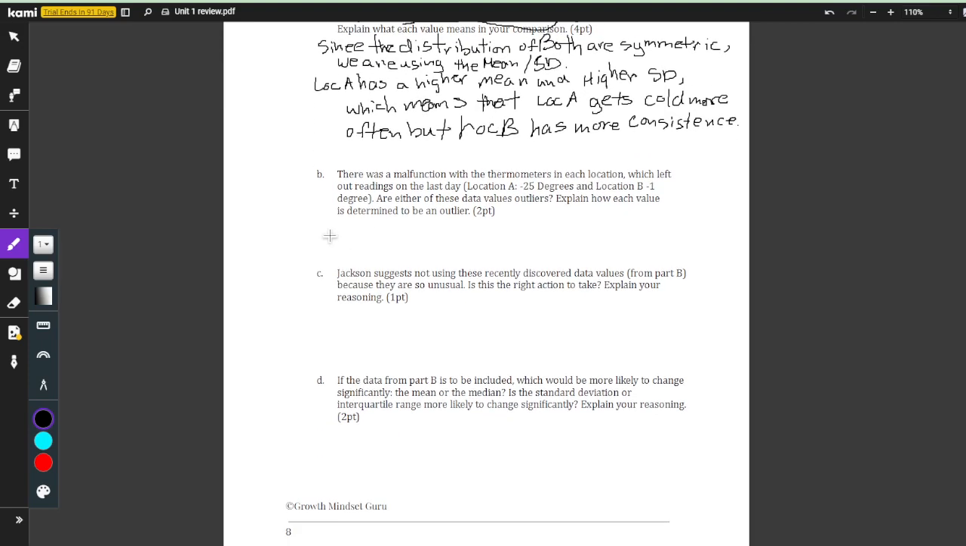Okay. Part B, there is a malfunction with the thermometer in each location, which left out the readings from last day. Location A is negative 25, and location B is negative 1. Are both of these data values outliers? Explain how. So, we have a formula.